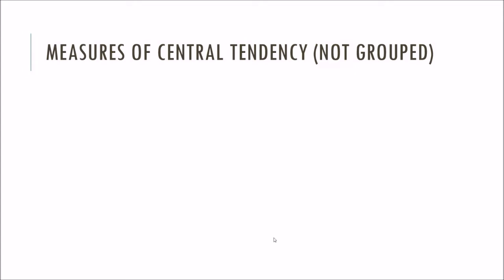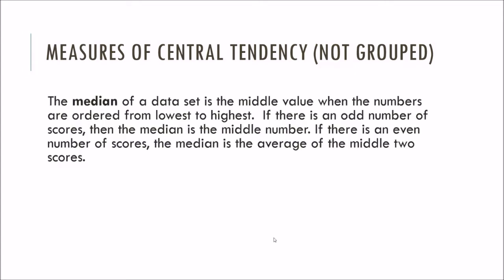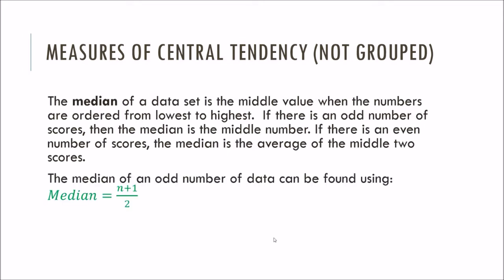Now, when we look at measures of central tendency, we also have the median. The median of a data set is the middle value when the numbers are ordered from lowest to highest. If we have an odd number, then the median is the middle number. If there is an even number of scores, the median is the average of the 2 middle scores.